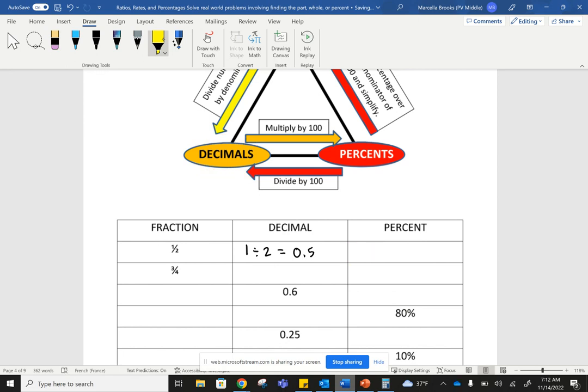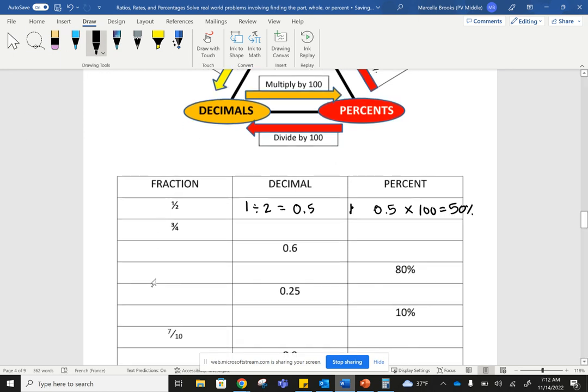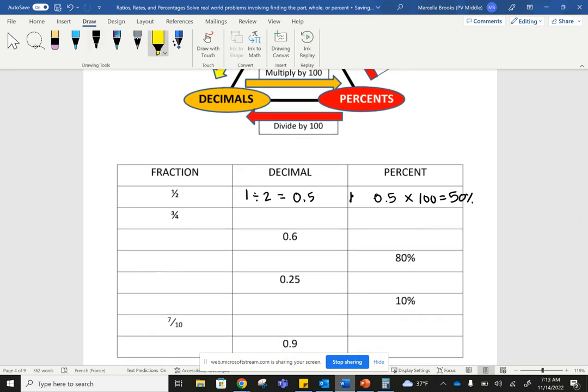So we're going to do 0.5 times 100. 0.5 times 100 equals 50. Okay? And then the next one is similar to that. So skipping to this one right here, we have 0.6. So first, I like to turn it to a percent. So we're going to do 0.6 times 100 equals 50. No, it doesn't. It equals 60. So that's 60%.